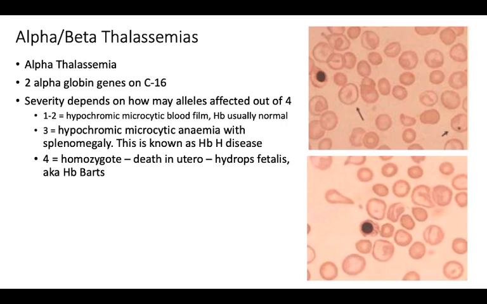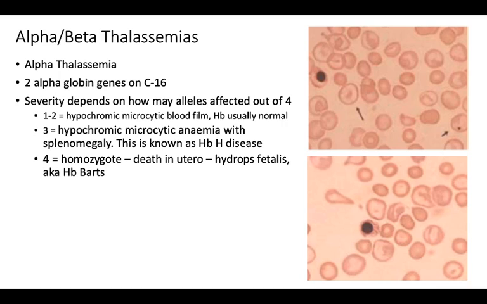Okay, so next we have alpha thalassemia. Unlike beta thalassemia, which has one beta globin gene, alpha thalassemia involves two genes because alpha globin is coded for by two genes, which are both on chromosome 16. The severity of the alpha thalassemia depends on how many of the alleles are affected out of the four.